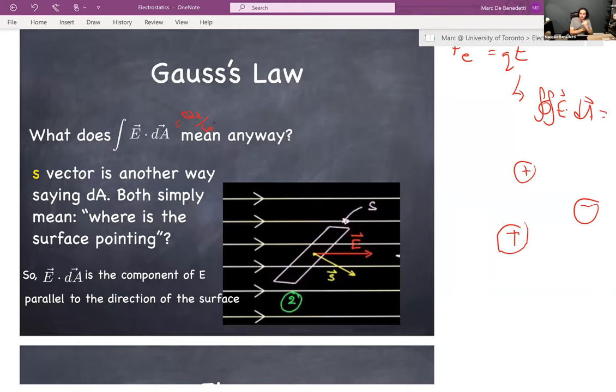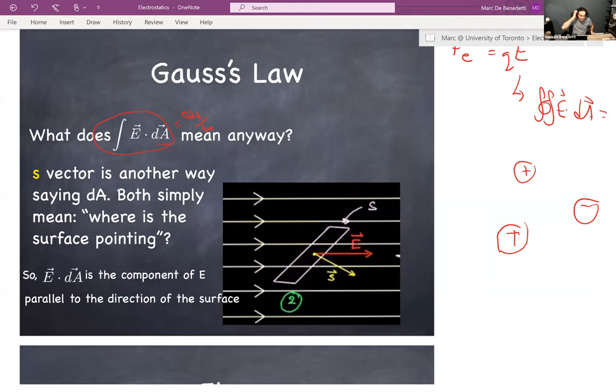The left-hand side of Gauss's law, however, is a little bit more daunting. What is the integral of E dot dA? What does that even mean? If you've taken first year calculus, for instance, you know what the integral of f dx is. It's the area under the curve. But f isn't a vector. What does it even mean to take the integral of a vector? Why is there a dot product in the integral? And what is dA?